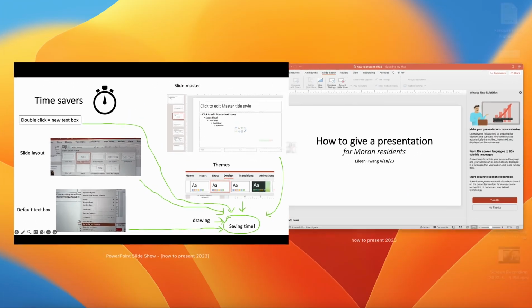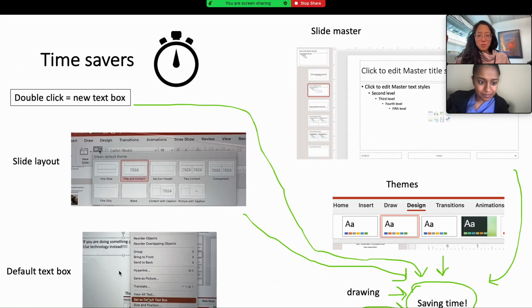There's also changing the default text box to have whatever formatting you want. And there's also using themes and the slide master so that you can reformat every single slide. I think that my dad could probably benefit from using the themes and the slide master, because you can change the font in every single slide at the same time. And for all your future presentations, if you just save this theme, like I have an Eileen theme, I just use that.